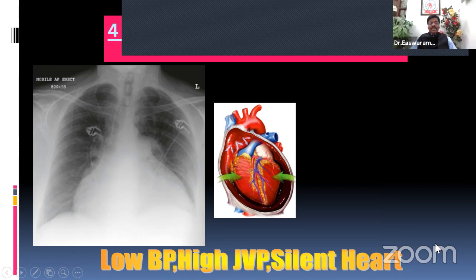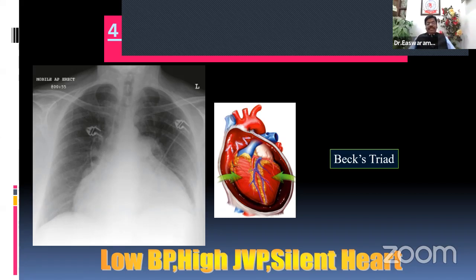This is another condition wherein you can see the whole heart. There is something like a cardiomegaly. It is actually because of the injury. There is a cardiac tamponade. If there is bleeding inside the pericardial cavity, a collection of fluid or blood here, then it gives rise to a peculiar combination of three important findings. There is a low BP, high jugular venous pressure, and if you auscultate, there are muffled heart sounds. That is called Beck's triad.